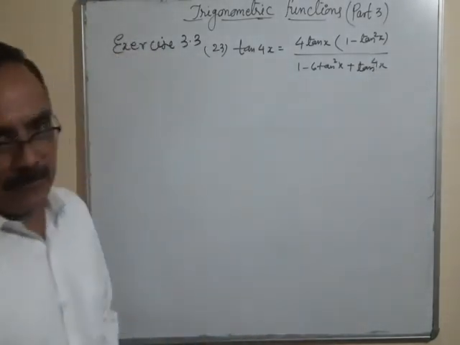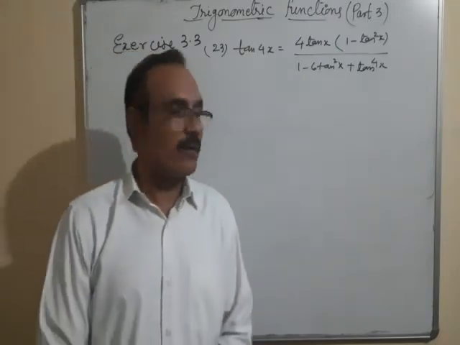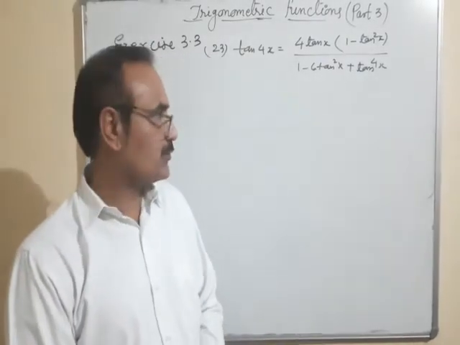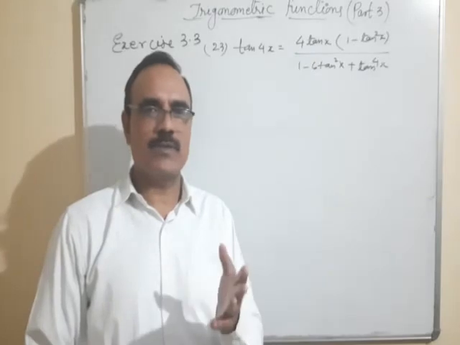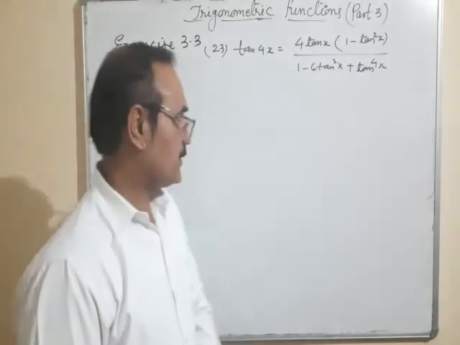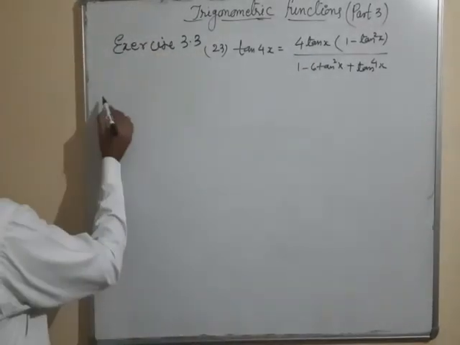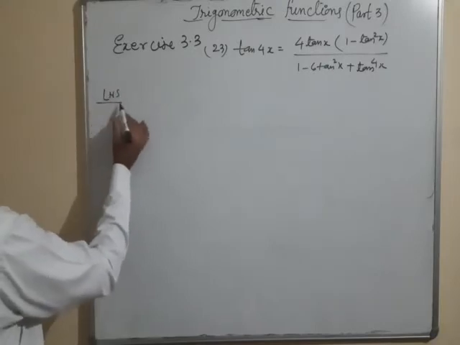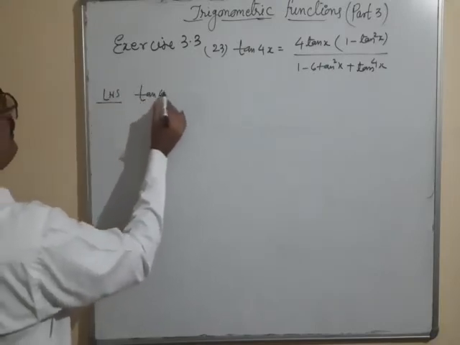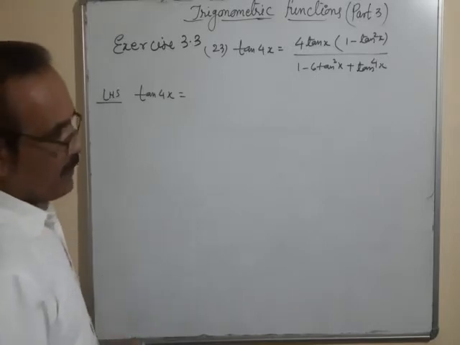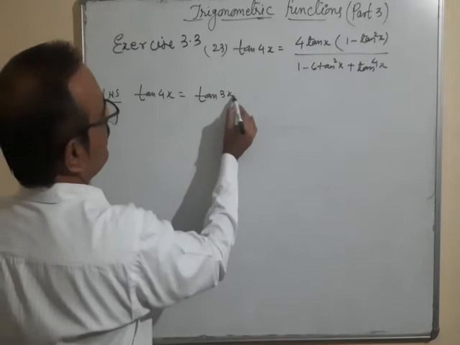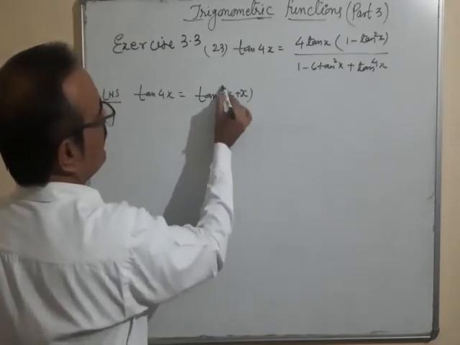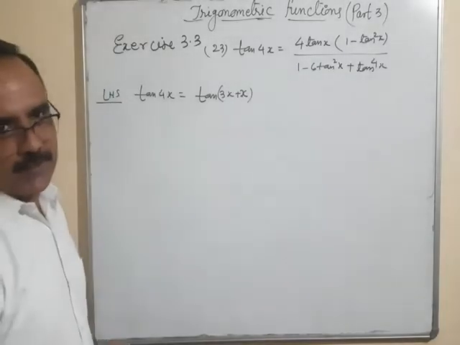I hope you are understanding how to do it. 4x is here and we want to create the form of x only. So we'll use the formula of tan 4x as 2x plus 2x, or 3x plus x. May I write here tan 4x equals tan (3x plus x).